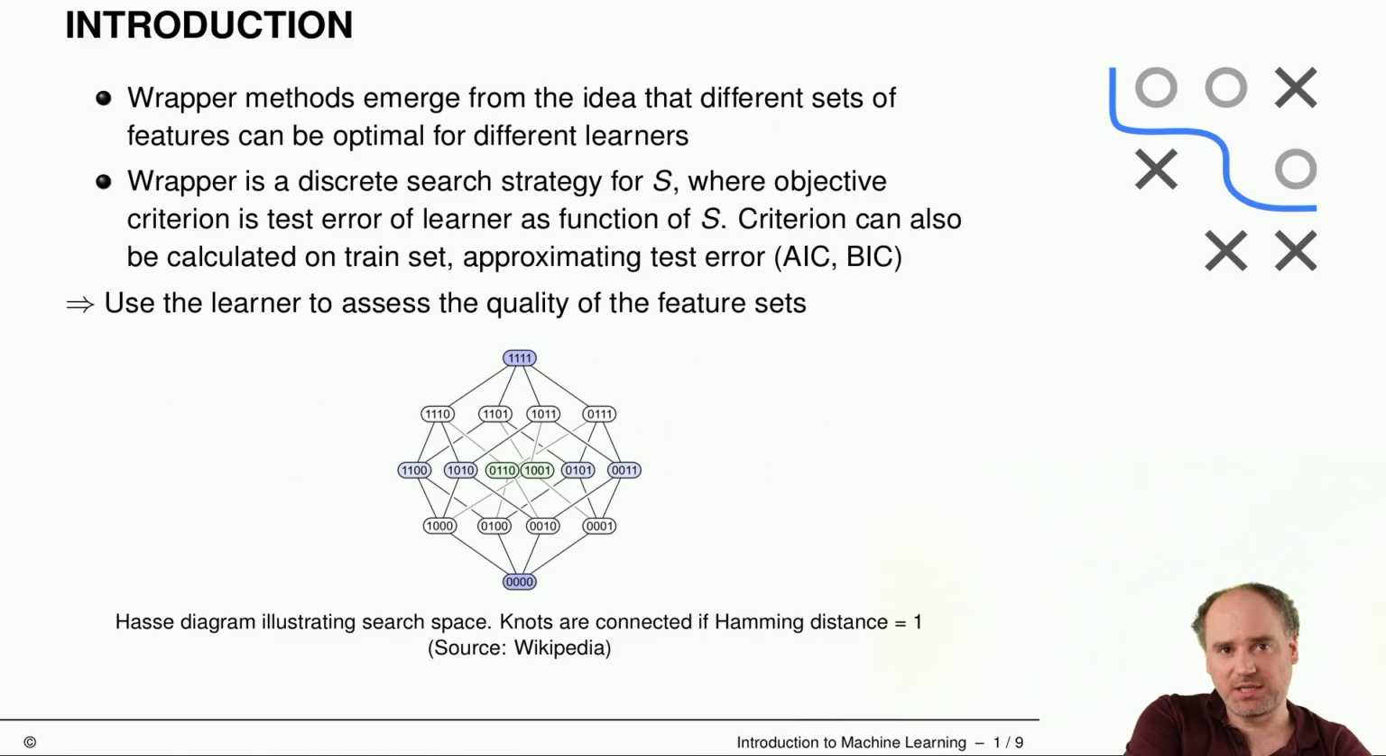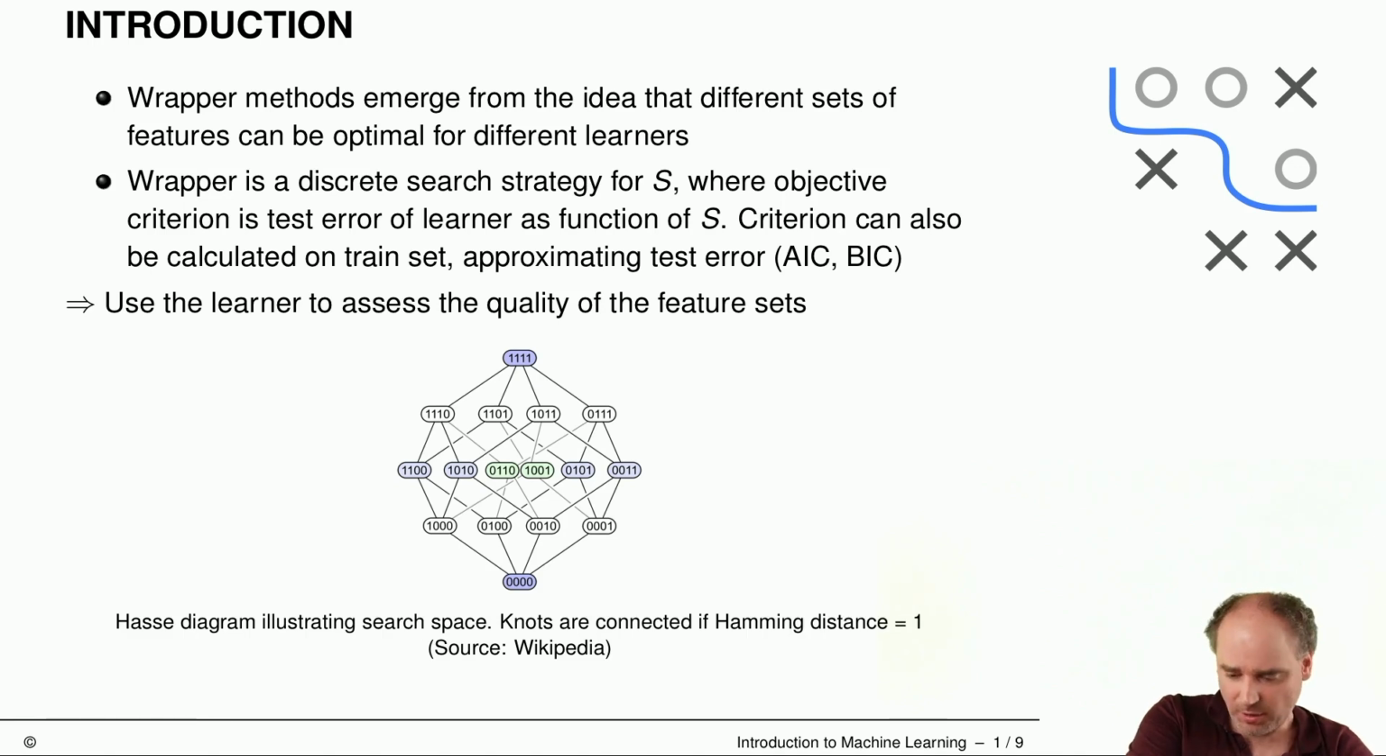So wrapper techniques emerge from this idea that different sets of features can be optimal for different learners, depending on whether you use something that's linear, something that's non-linear, something more smooth, something more tree-based. Maybe different feature sets can be optimal for different learners. I didn't show that directly, but we have also seen a couple of examples in some of the previous sessions, which at least might have indicated that.